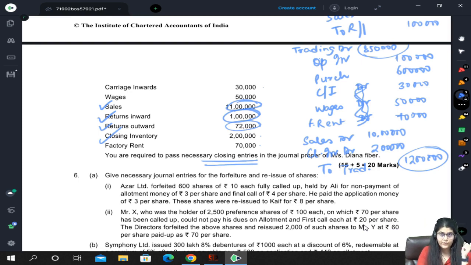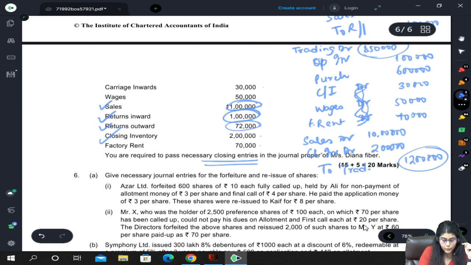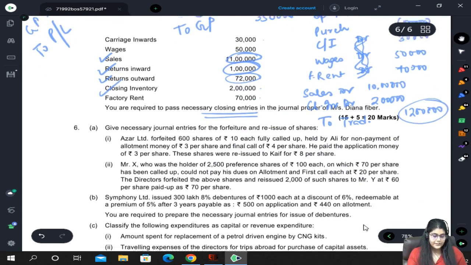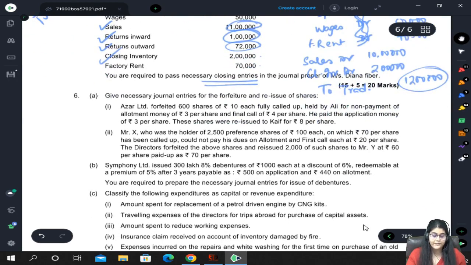So this goes from the trading account to the PL account in the form of gross profit. So trading account debit to gross profit account, 3,50,000. And finally, this gross profit is transferred to the PL account. Same 3.5 lakhs. Alright, so very, very easy sum, very scoring as well.